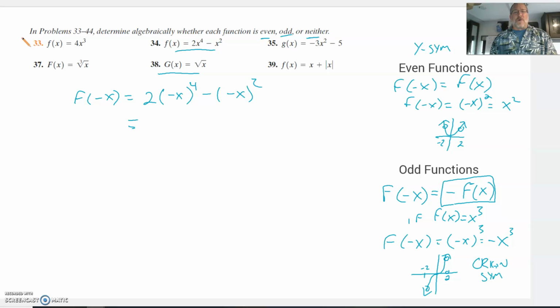If I have 4 negative x's multiplied, that's 4 negatives, that's positive, and that's x to the 4th. So this becomes x to the 4th. There's still the 2 on the outside, so I just bring the 2 down.